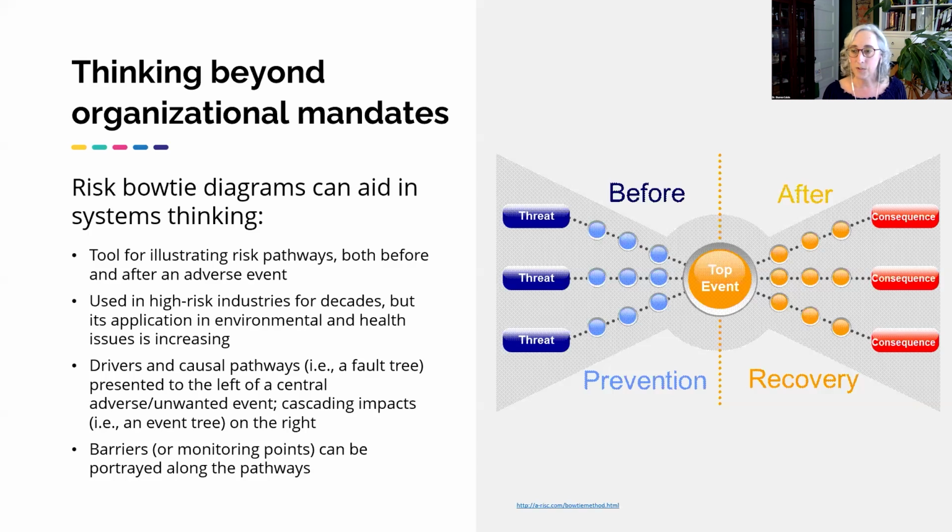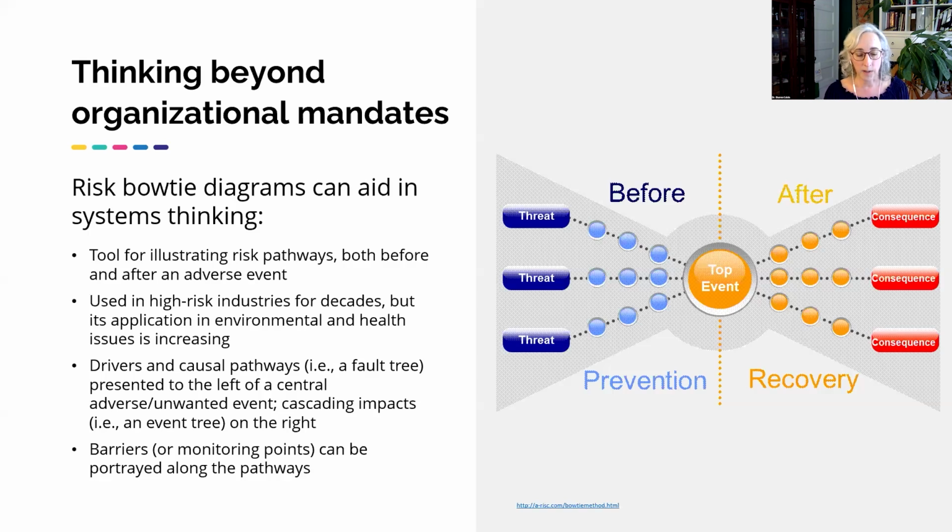It's used in high-risk industries, has been used for decades, but we're noticing that its application in environmental and health issues has been increasing. And so it has the drivers or the causes or the threats, whatever you want to call them, on the left-hand side of the diagram, with the pathways leading to the central adverse event. And then you have the pathways leading to a cascading set of impacts or consequences on the right. And you can identify along those pathways on either side the barriers, so for example, prevention measures or recovery measures.